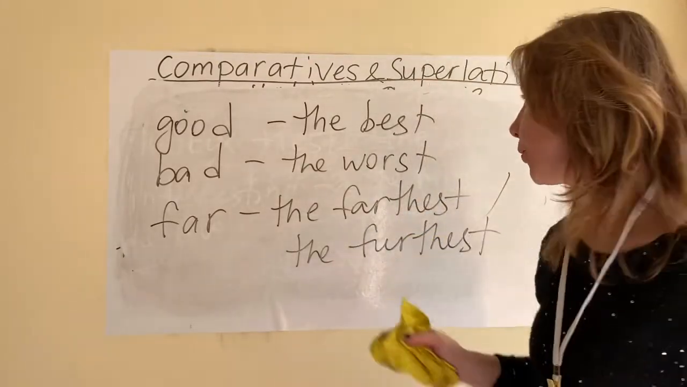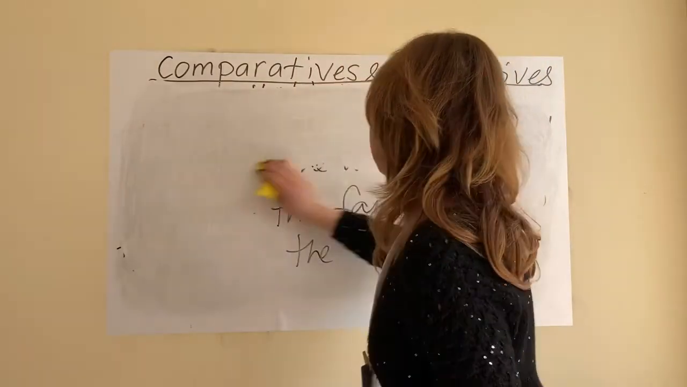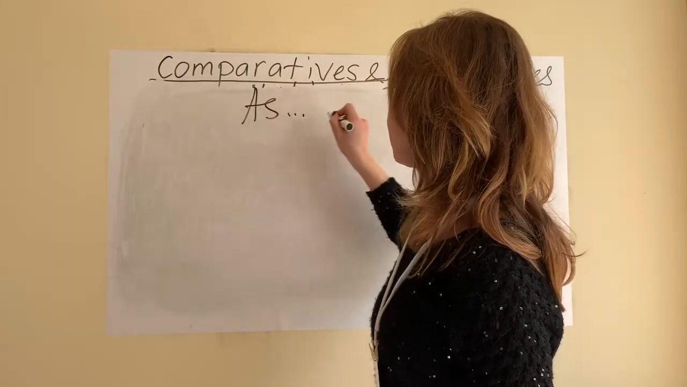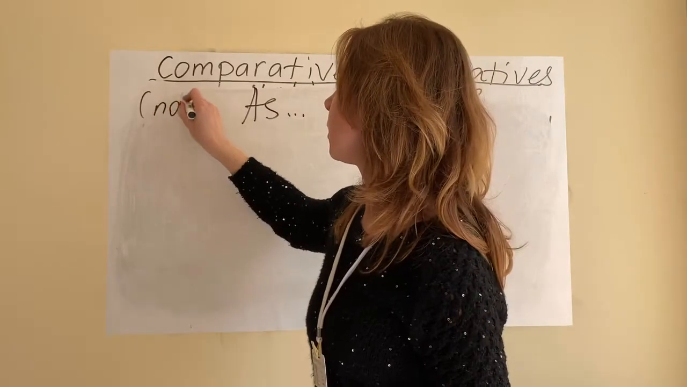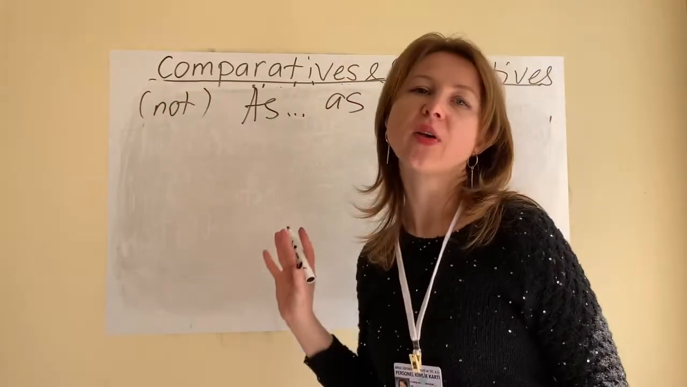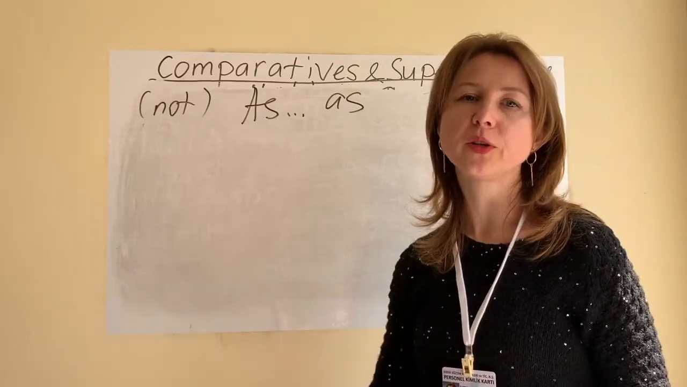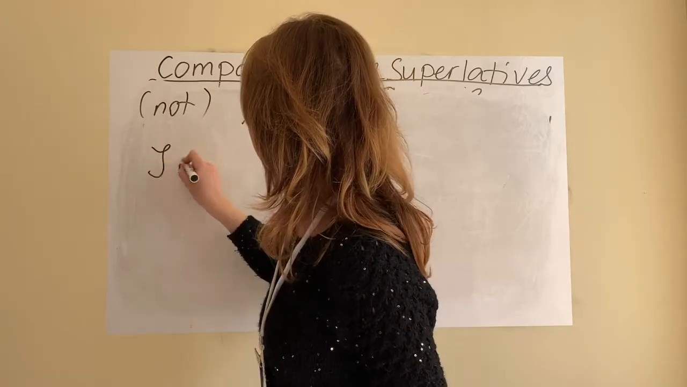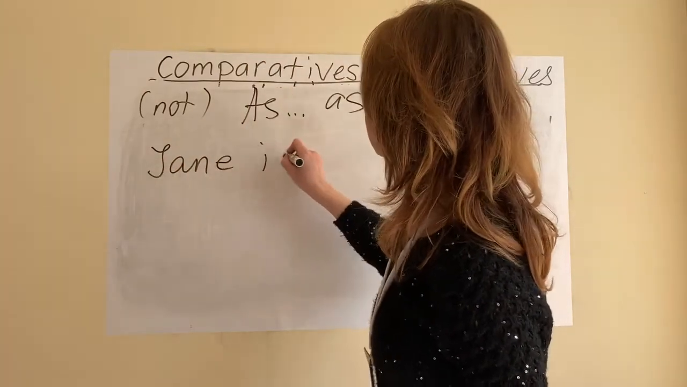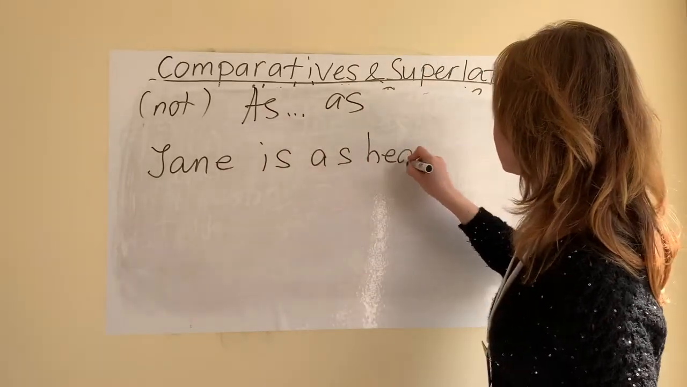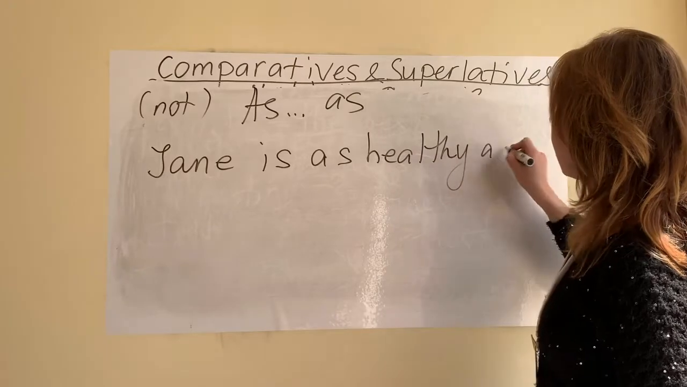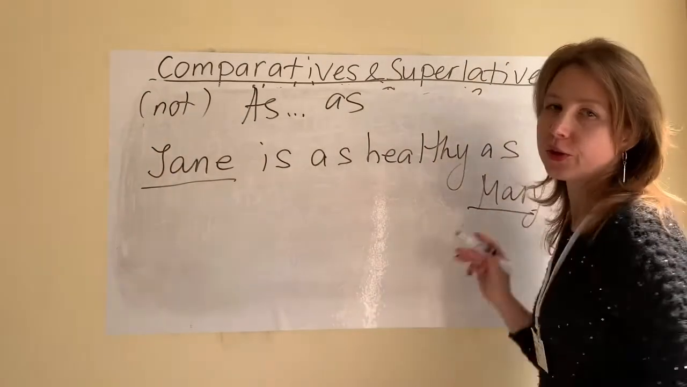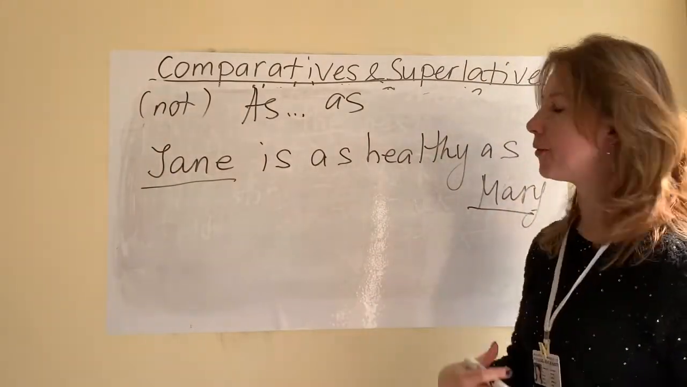Some examples for you. And I would like to mention one more structure, as... as, or not as... as. We can use this structure to compare things or people or places as well. Jane is as healthy as Mary. So here we compare two girls, Jane and Mary, and they're both healthy.